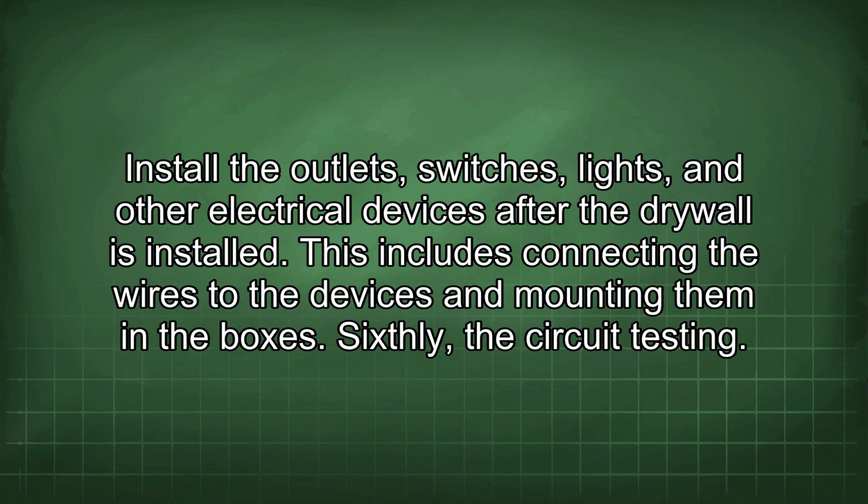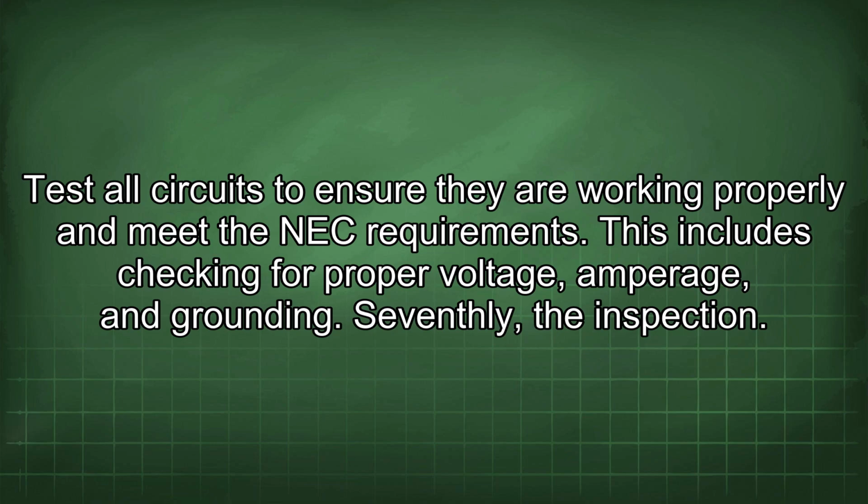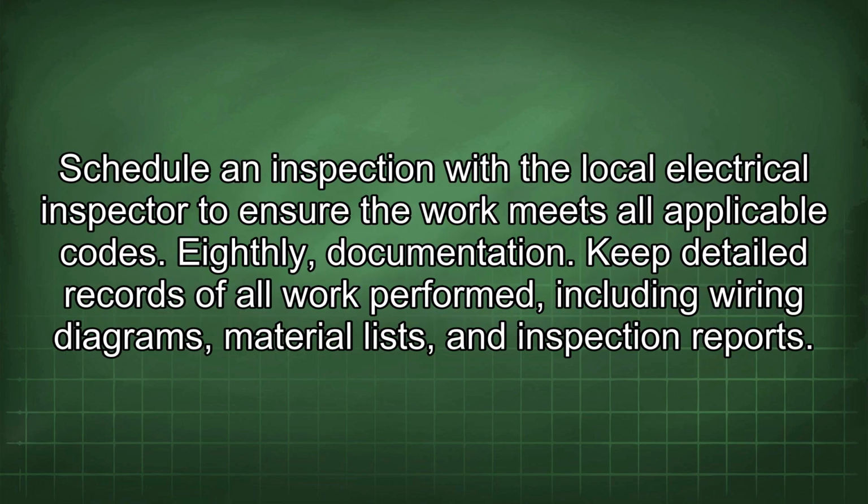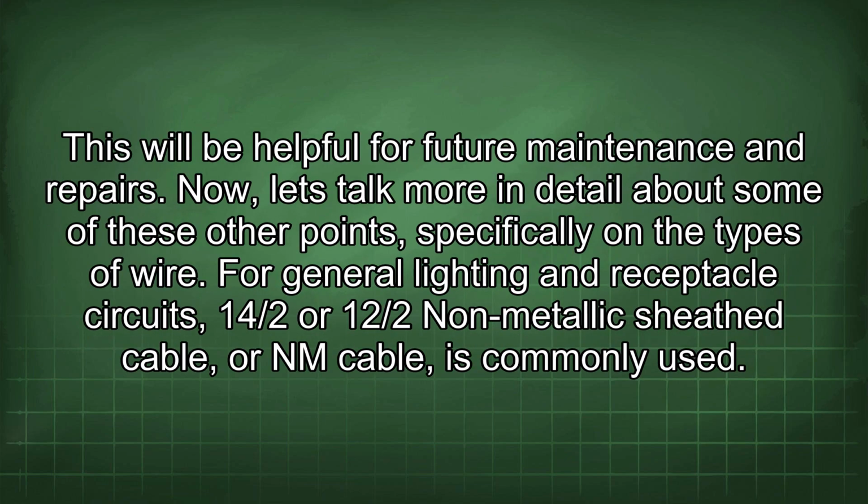Sixthly, the circuit testing. Test all circuits to ensure they are working properly and meet the NEC requirements. This includes checking for proper voltage, amperage, and grounding. Seventhly, the inspection. Schedule an inspection with the local electrical inspector to ensure the work meets all applicable codes. Eighthly, documentation. Keep detailed records of all work performed, including wiring diagrams, material lists, and inspection reports. This will be helpful for future maintenance and repairs.